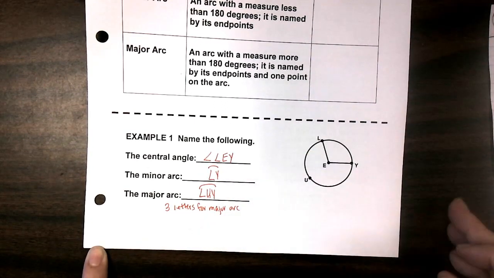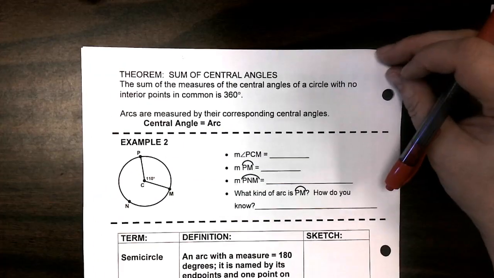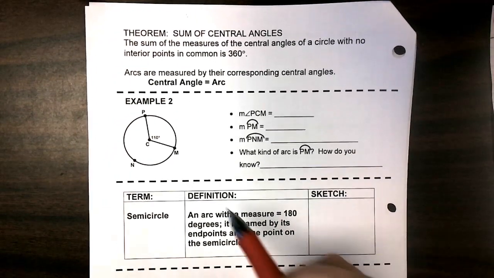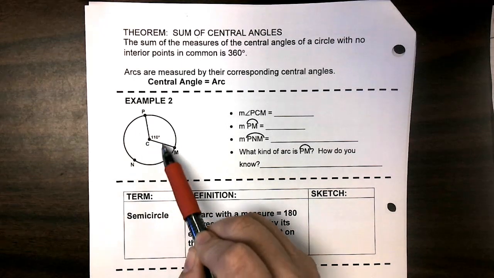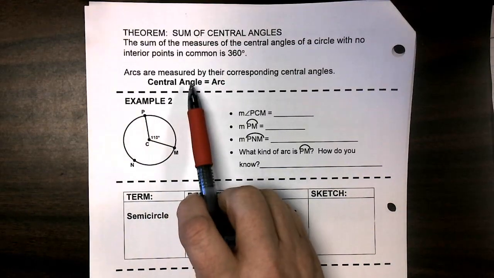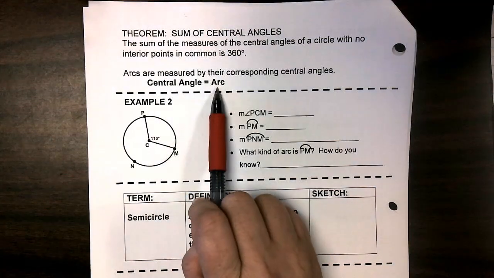All right, then the next example, we have a theorem, and this is a super easy theorem. This is the sum of the central angles theorem, and it states that the sum of the measures of the central angles of a circle with no interior points in common is 360 degrees. That's just saying that all the way around the circle is 360 degrees, which should sound familiar. That's not new information, really. Arcs are measured by their corresponding central angle, so the central angle equals the degree measure of the arc.